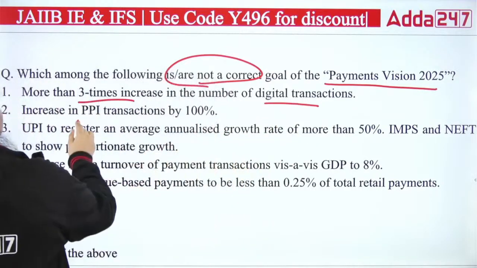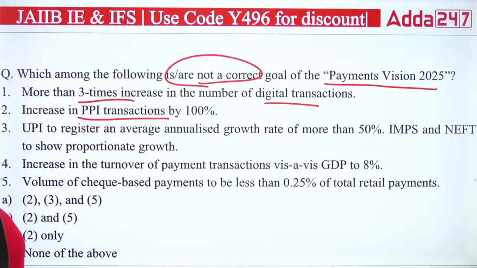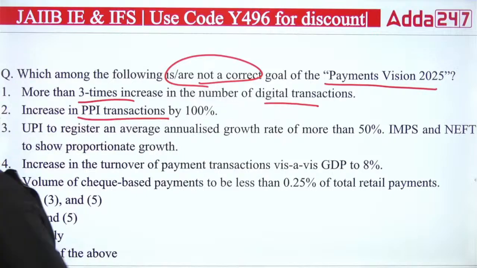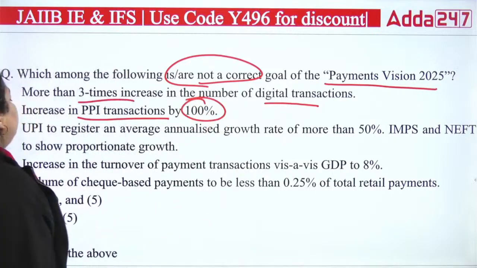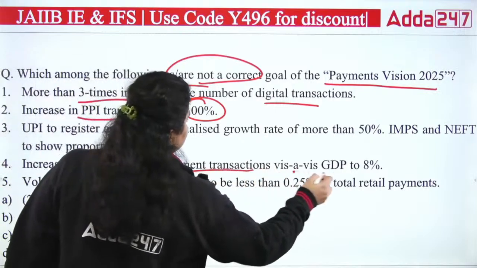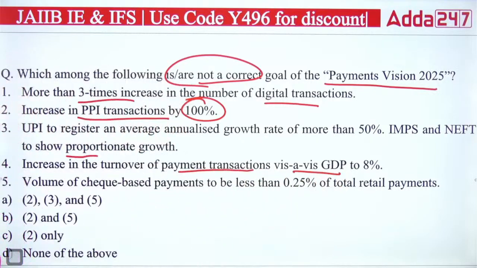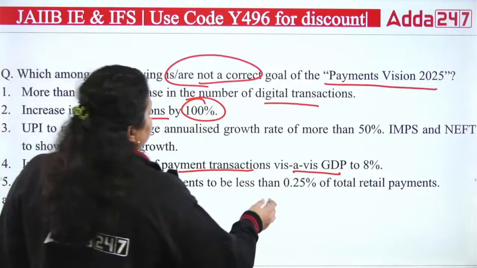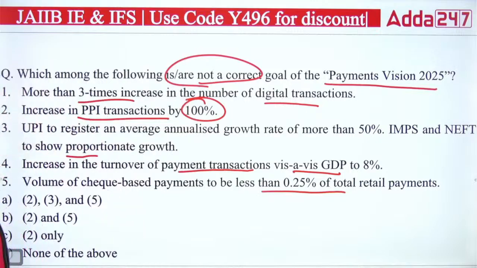Second, increase in prepaid payment instrument transactions by 100%. Third is UPI to register an average annualized growth rate of more than 50%. IMPS and NEFT to show proportionate growth. Fourth, increase in turnover of payment transactions with a GDP to 8%. Fifth is volume of check-based payments to be less than 0.25% of total retail payments.